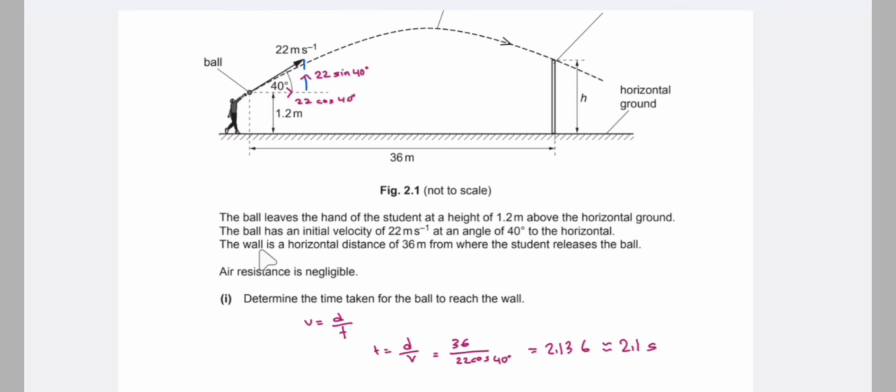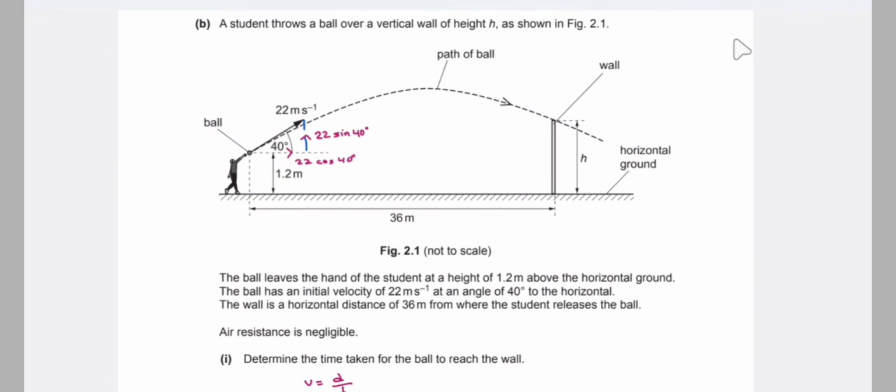Then the wall is at a horizontal distance of 36 meter from where the student releases the ball. So the distance from the wall to the student is given as 36 meter. Air resistance is negligible, that means there is no air resistance opposing the motion. Determine the time taken for the ball to reach the wall.